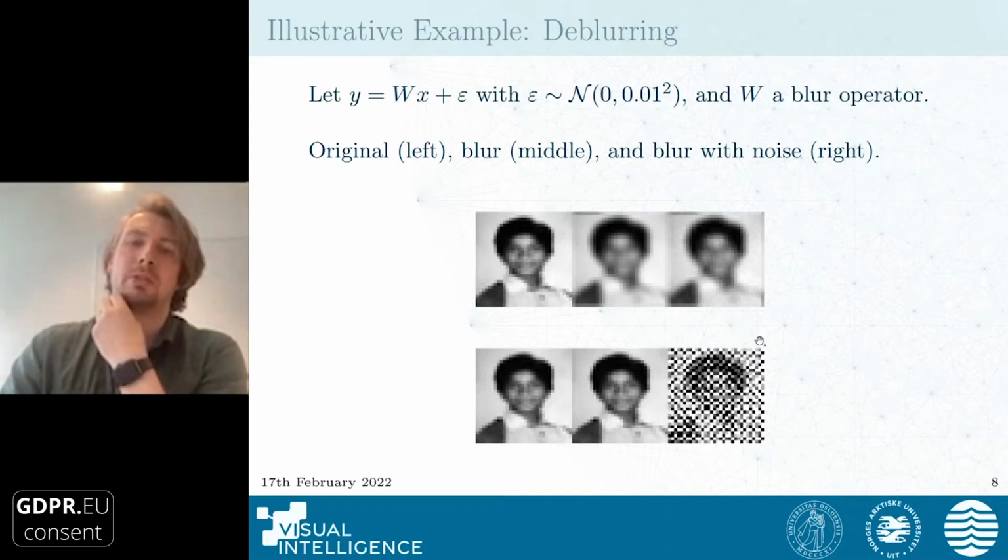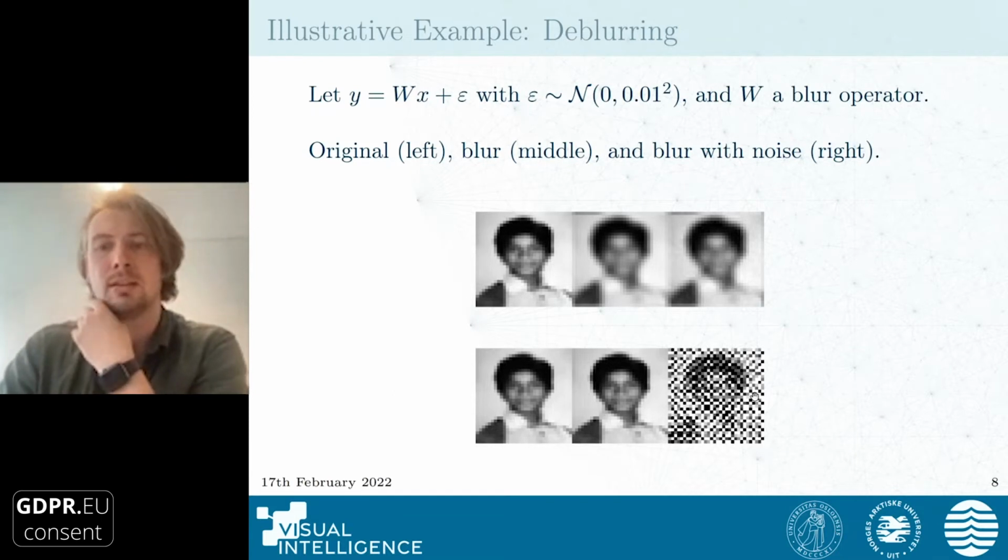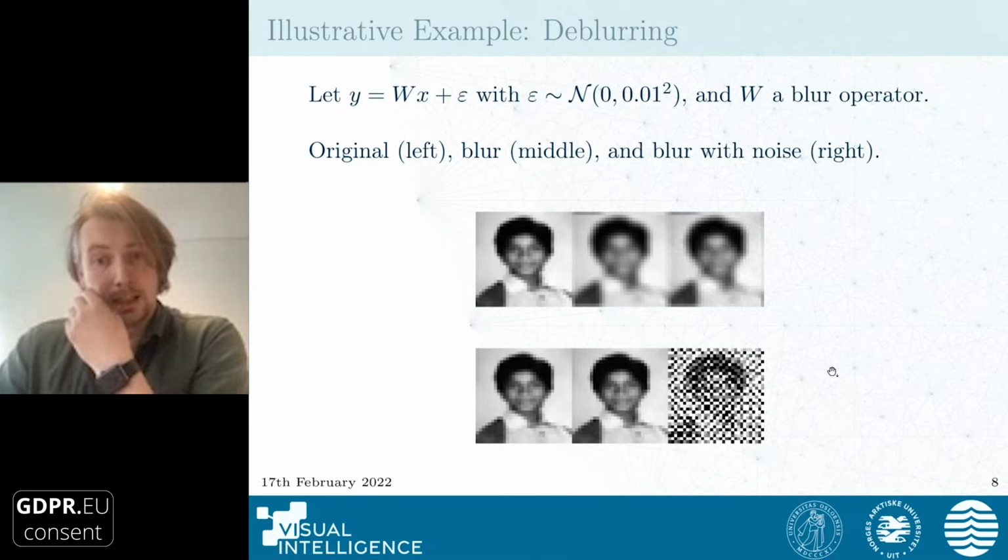And we see that when we try to reconstruct this using a least square operator, we get a lot of noise. It's almost impossible to see that the image is anywhere close to the original.